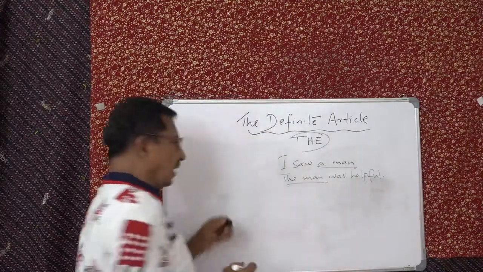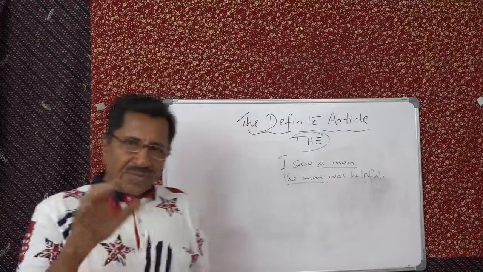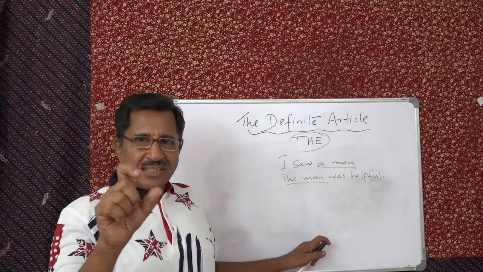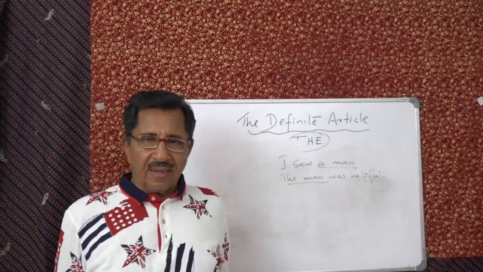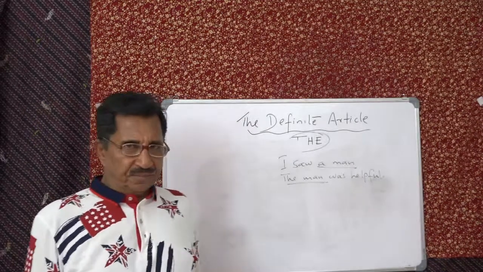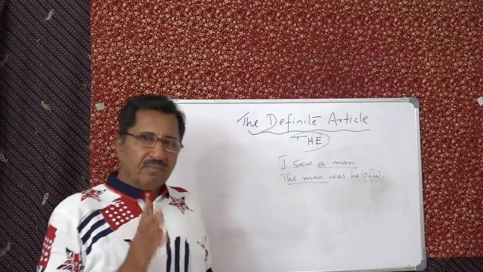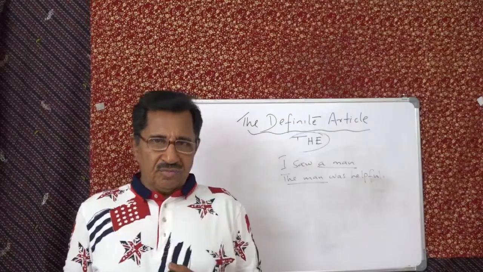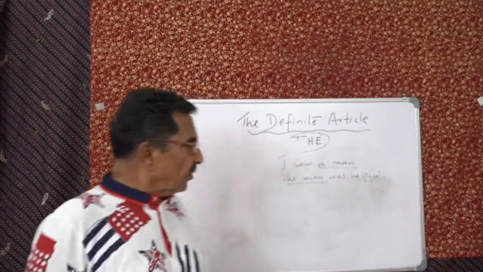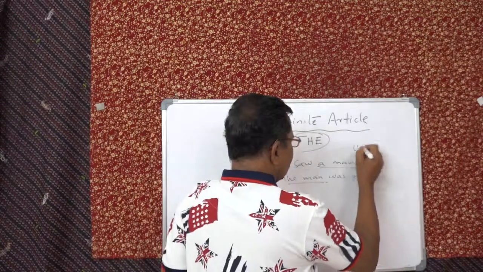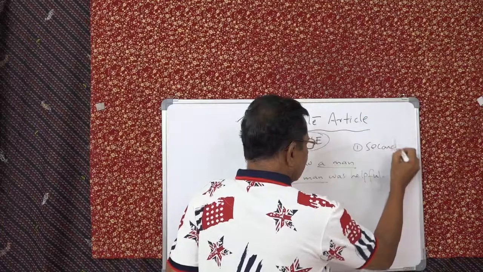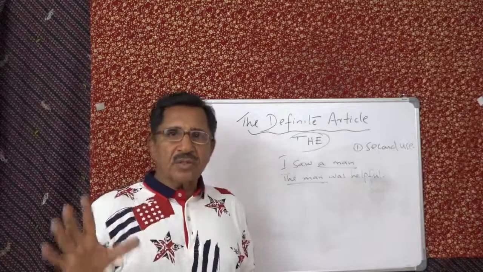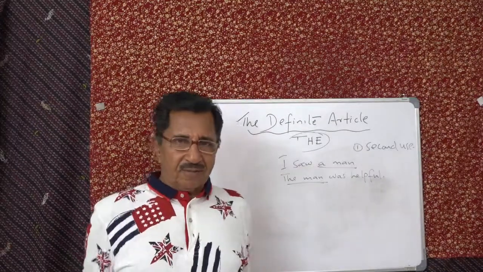Then immediately you are using the. Why? The point is the same. We are particularizing that man. We are separating that man from all the other people. Then you use the. This is known as the rule of second use. Connected with the first one, but you can call it the rule of second use. Second time you are using a noun, you must use the. Why? Because it is already particular.